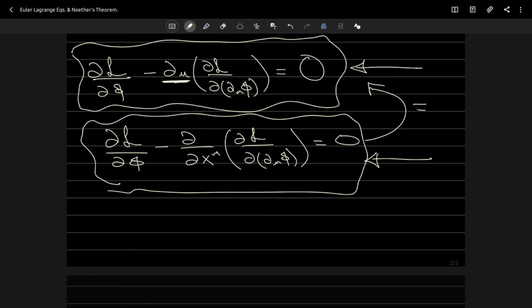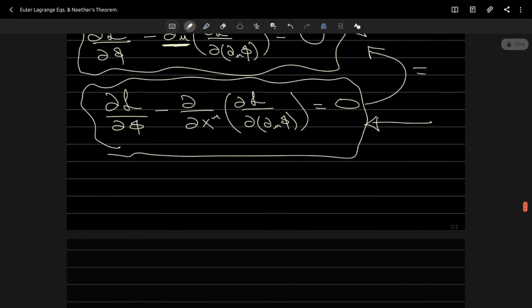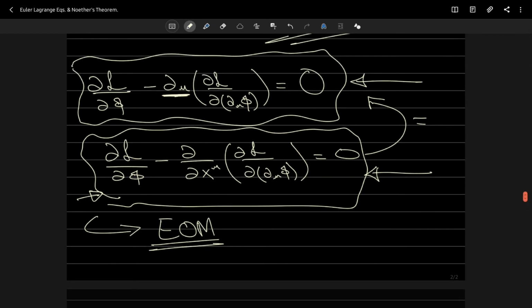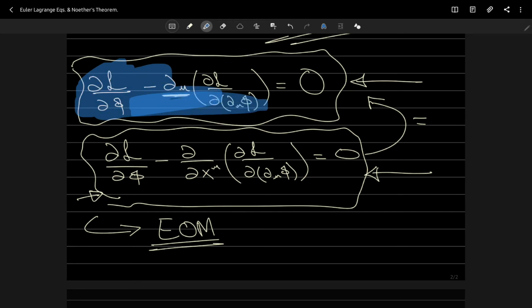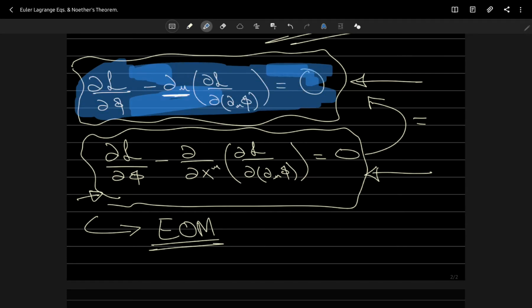But what do these equations tell you? Well, this is the equation that will give you the equations of motion for a particular Lagrangian, right? So they provide you with the equation of motion. So with this then, we have successfully derived what is called the Euler Lagrange equation of motion, or Euler Lagrange equations.